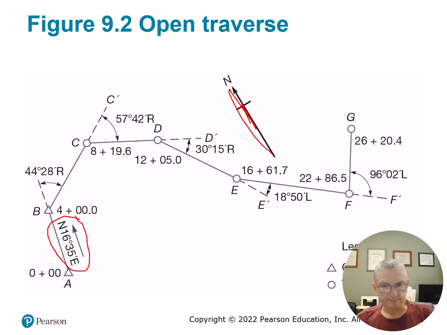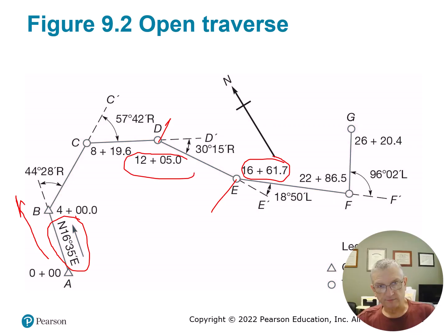And notice that north is not right up the page. It is more angled over here like this. Imagine taking the north there and moving it over. And here the distances are not actually spelled out. It's converted to stations. So like from D to E, you'll need to subtract 1205.0 from 1661.7, and you come up with something like 456.7 for the distance from D to E.